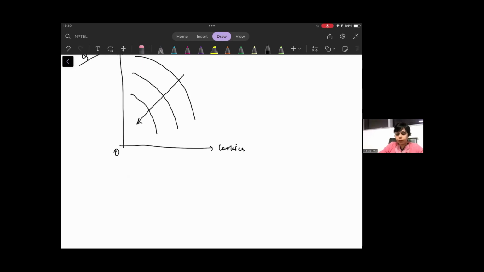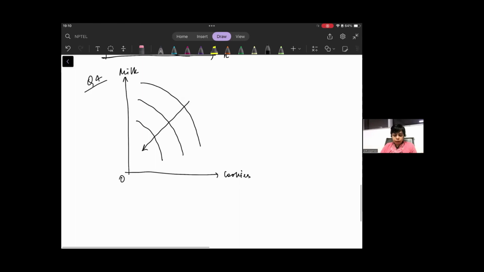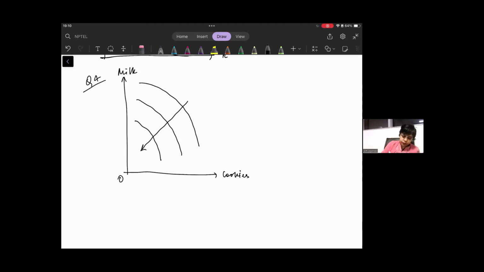So obviously, what's the question saying? Option B, no, let's come to option C. C says an increase in consumption of milk and cookies increases our happiness, but that is not the case. What we are seeing is that if you increase milk and cookies, your happiness is actually decreasing. Suppose you're at some point here, then your utility is U1.